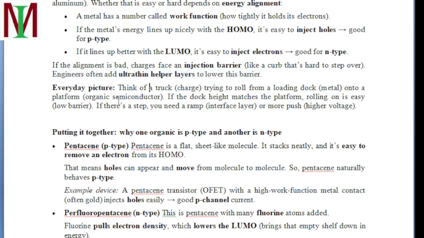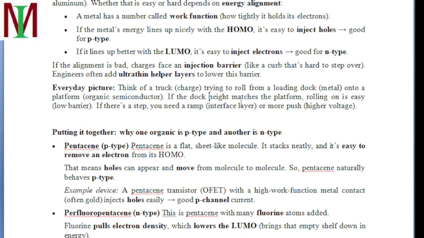Okay, so you can think of a truck which is trying to roll the load to dock onto a platform. We know how the truck will do that. It will bend its body and it will try to dock. So we can think about a charge moving from a metal into an organic semiconductor. If the dock height matches with the platform, then the rolling is very easy.